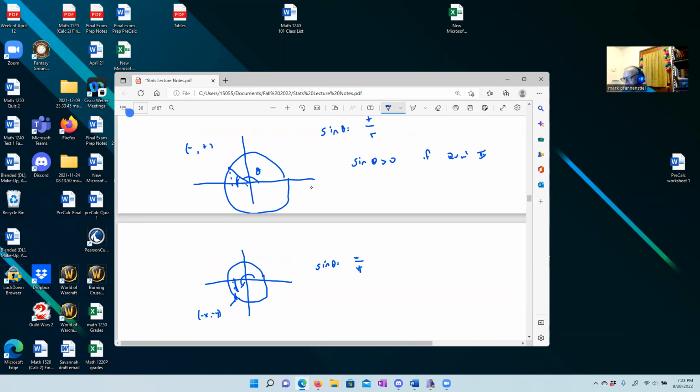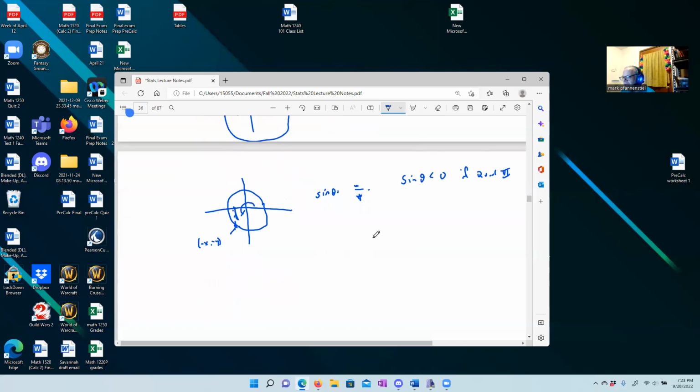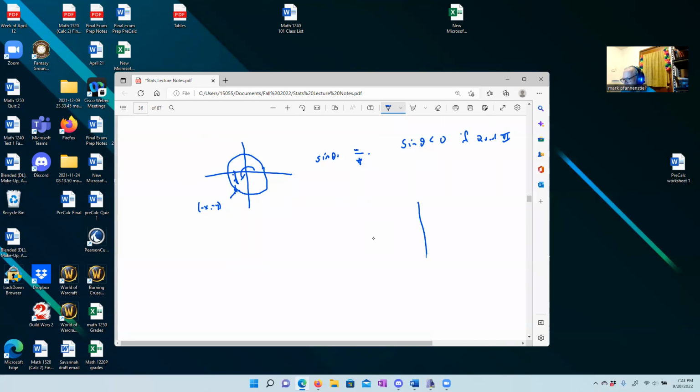Okay, r is always a positive number. So we have negative over positive. So sine of this angle is going to be a negative number in quadrants 3 and 4. Okay, and then last one.